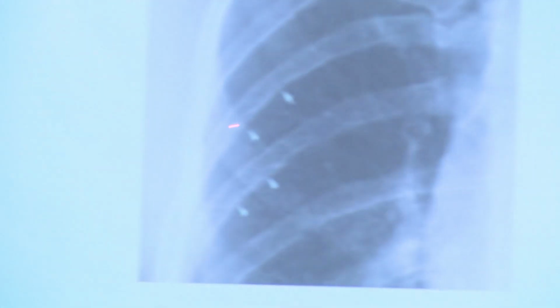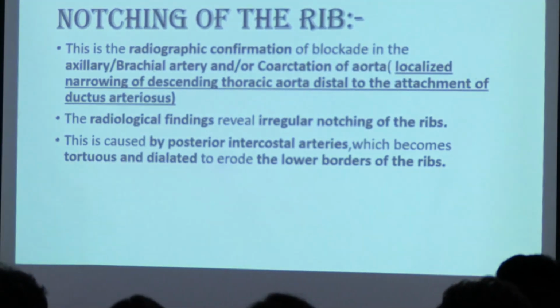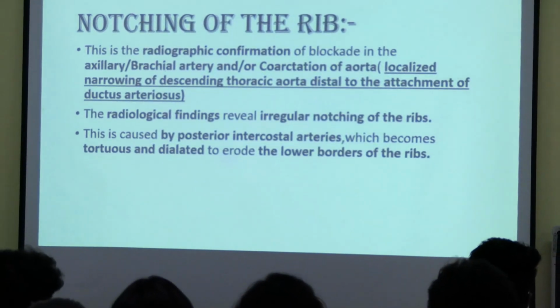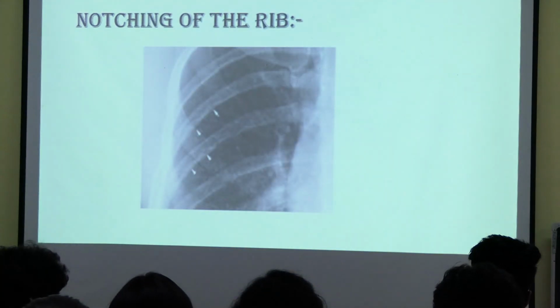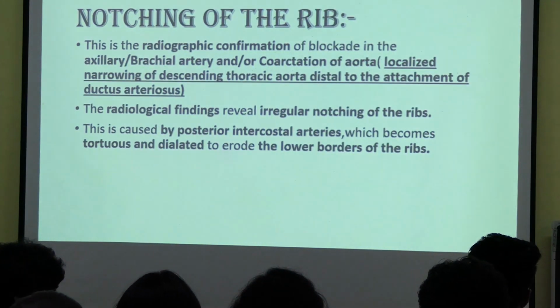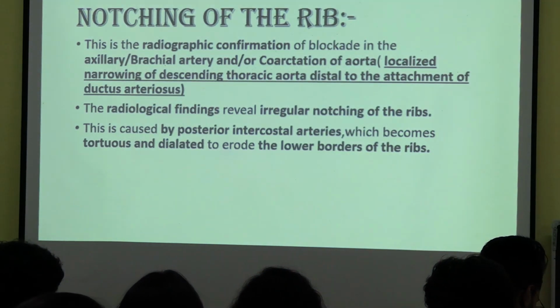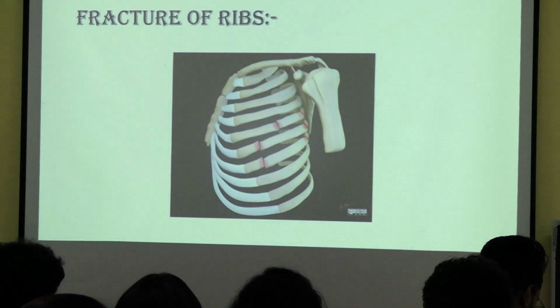Can you see this? Ribs like this. So this is basically the notching of ribs. Why? What is the main reason? The posterior intercostal arteries get tortuous and dilated. This is a radiological finding which will indicate that the brachial artery or axillary artery is blocked. Clear? Next is fracture of ribs.